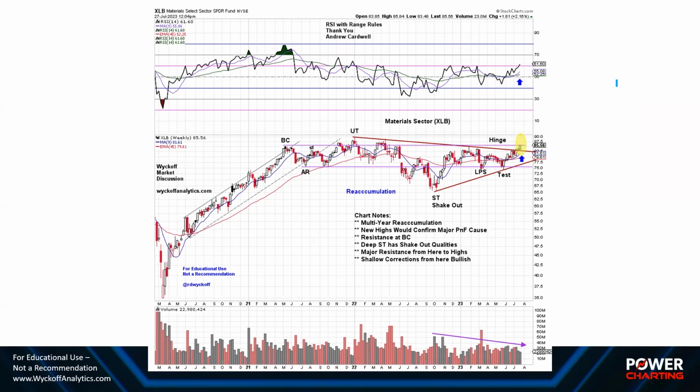And here I just want to show you the current chart of the materials sector. And we are going to get into stocks and groups next week with Johni Scan. But note here how this follows the reaccumulation structure that we talked about. In this case, you can see that there's a shakeout. It's a deep spring that occurs at the midpoint.